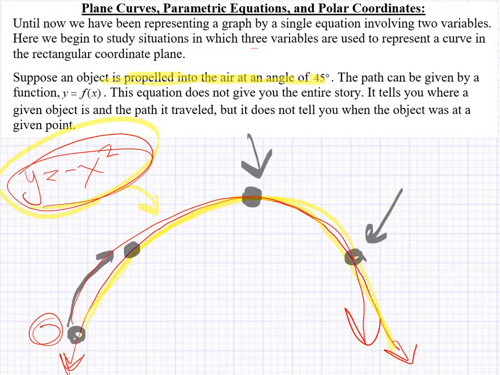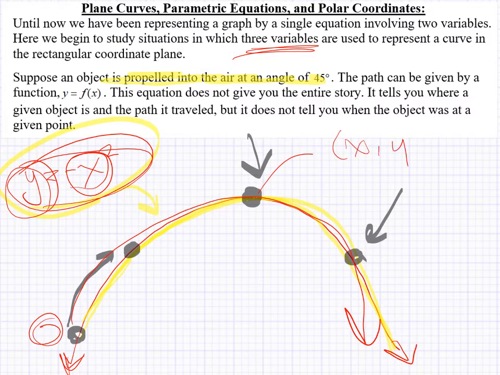So if we introduce a third variable, let's call that variable t and have that variable represent time, and let's have x and y be dependent on that variable t. So this point, which has an x and a y coordinate, has each of those coordinates dependent on this variable t. Then we can use that variable t to answer a lot of the questions that I just posed to you. And so that's the idea of parametric equations.